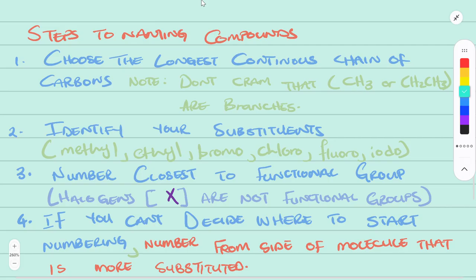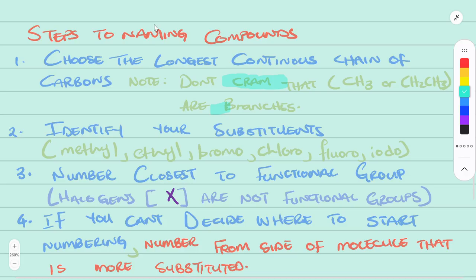So let's first start with these steps, write them down somewhere. Number one, when you are naming your organic compounds, you need to choose the longest continuous chain of carbons. Then you must note, never cram that when you see a CH3 or a CH2, CH3, those are branches. Yes, sometimes if you have a CH3 and a CH2, CH3, those will be branches, but it's not always going to be the case.